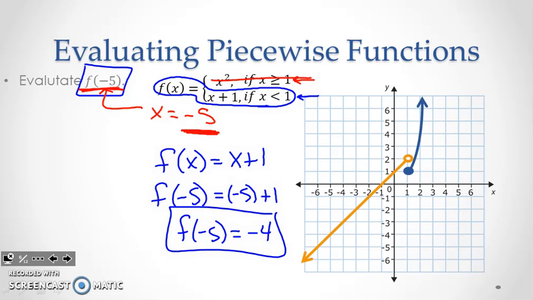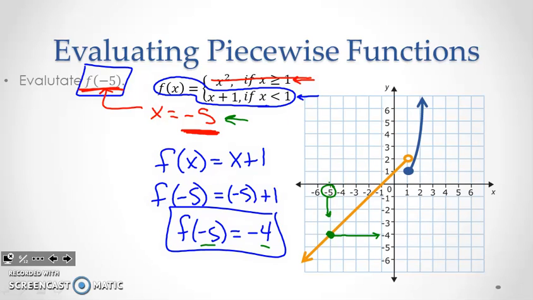If I come over to my graph, I know that x equals negative 5. If I drop straight down, there's a point at negative 5. So I know that if my x value is negative 5, my y value is negative 4, which checks out with what I have here.